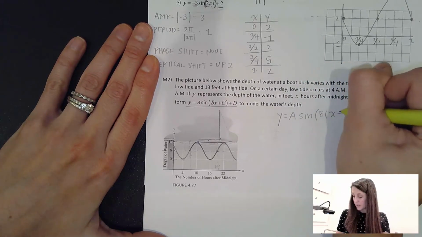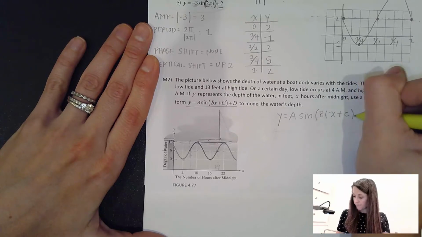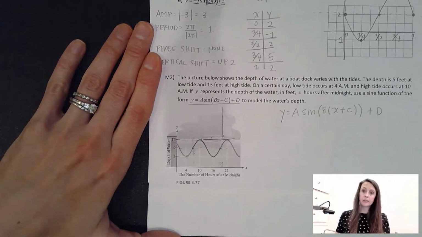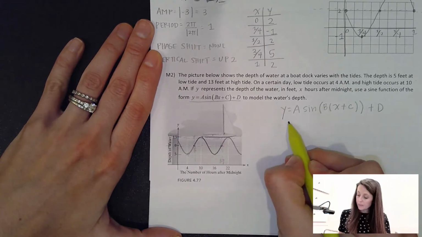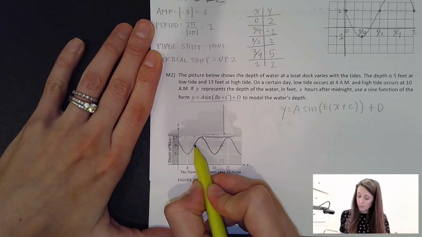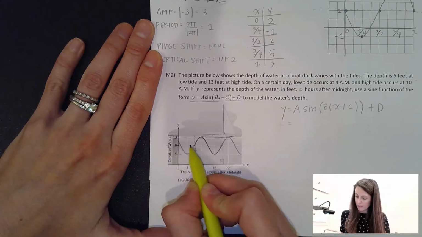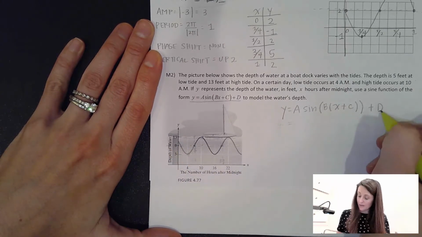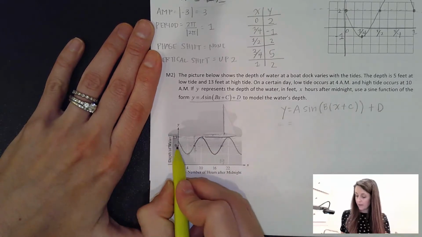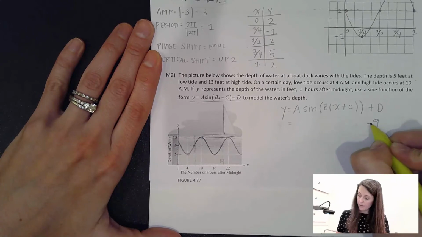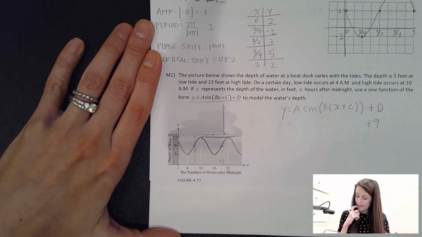I'm going to do this, x plus a c plus a d. So I'm going to change it a little bit like this. Okay. So my A is going to be my amplitude, right? So from here, from 9, this is my midline, right? So D, how about that? So I have moved up. So D is going to be 9 units. I have moved my graph 9 units up.